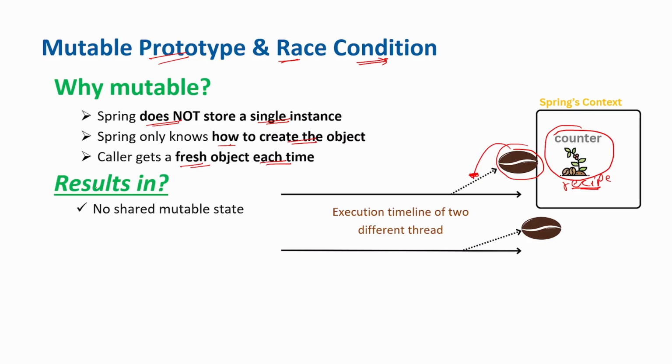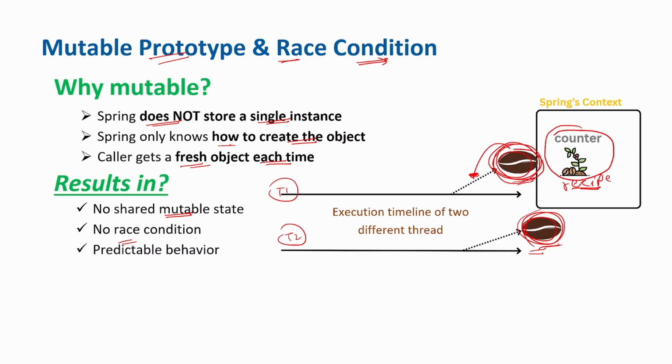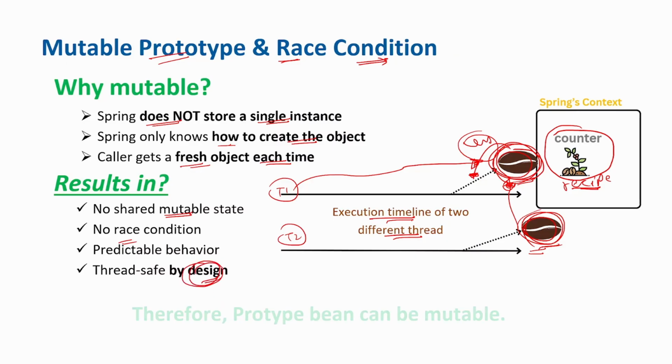Due to this, there is no shared mutable state, and therefore there is no race condition, because, for example, threads T1 and T2 are both getting different instances. Since there is no shared state, there is no race condition. So there is predictable behavior. If thread 1 is modifying its data, it is only visible to thread 1 and no other thread can interfere with it, because every thread will get its own instance. So the prototype scope bean is thread safe by design. Therefore, the prototype bean can be mutable.